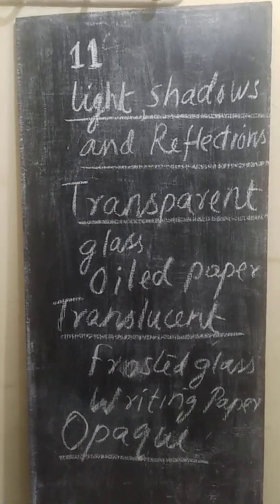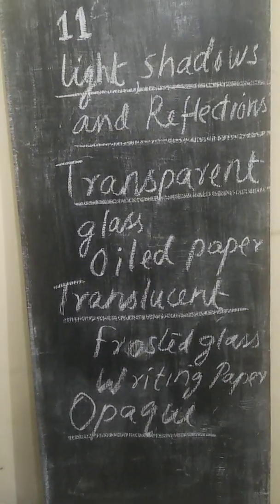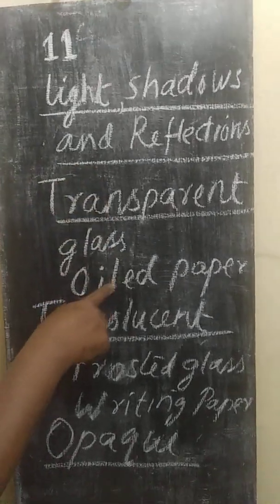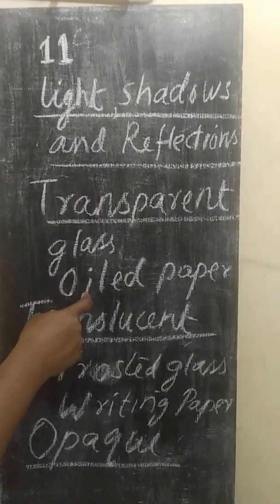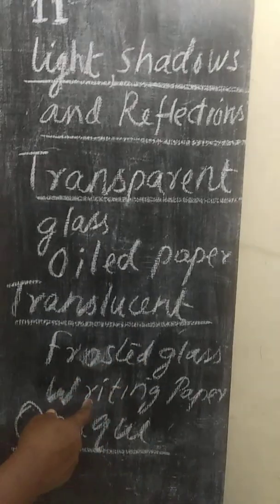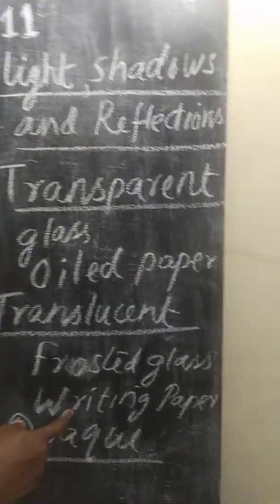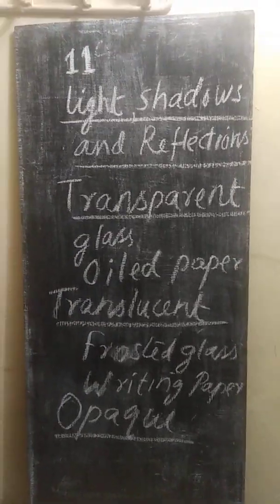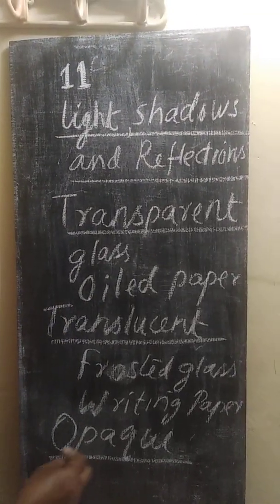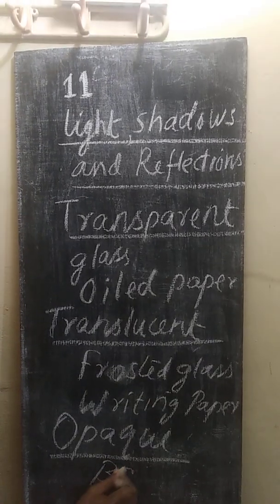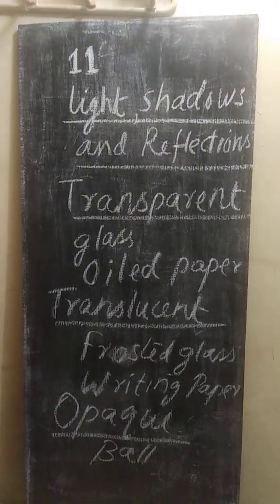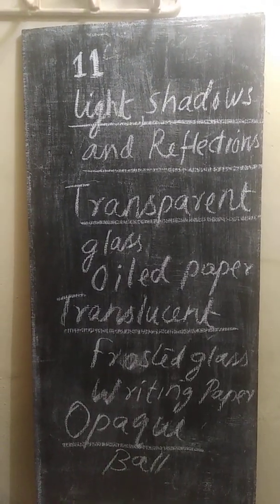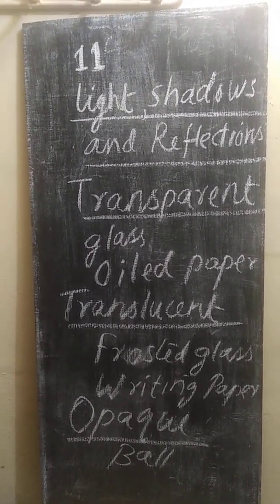When we place a ball in front of an electric bulb, you can't see the electric bulb. But if you place a transparent paper or oiled paper in front of an electric bulb, you can see it. If you place a writing paper, you can see faintly. So that is the different type of material. For example, a ball is an opaque object. A ball can block the light. We cannot see through the body of the ball.